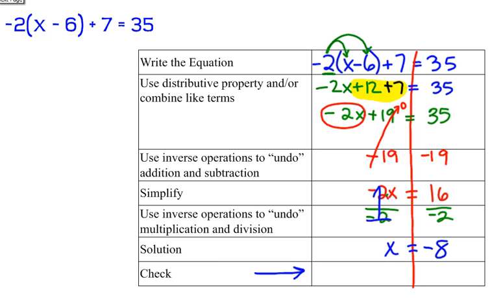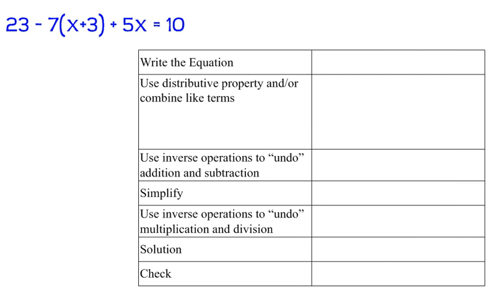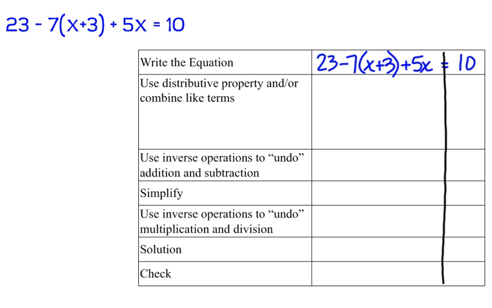And remember, you can always pause these videos and rewind, but I've got one more equation that I would like for us to try. I begin by writing the equation 23 minus 7 times the quantity x plus 3 plus 5x equals 10. The first thing that I'll have you do is to put in that balance line that reminds me what I do on one side, I do to the other. And I see that my instructions here on the left now tell me that I need to use the distributive property.